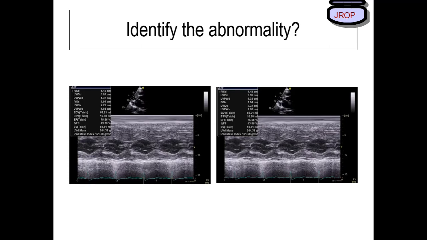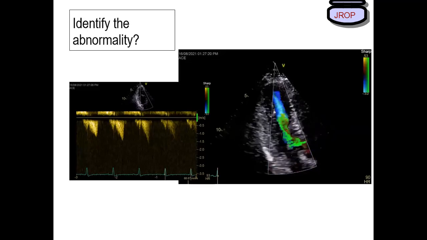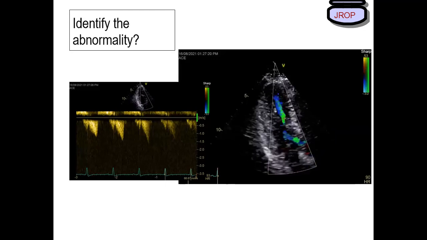Dr. Majrul, are you there? Yes, sir, I am here. Majrul, tell me the abnormality in this patient. A very classical abnormality in this patient. Sir, this is an apical 3-chamber view. Okay. A little oversight for you.